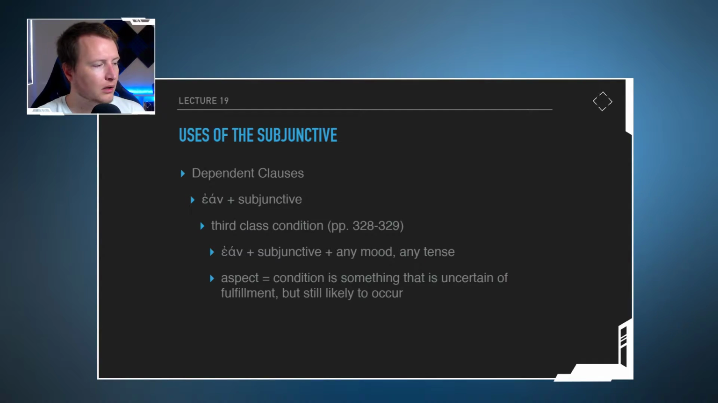The Catholic epistles, the general epistles, James, 1st and 2nd Peter, 1st, 2nd, and 3rd John, these are filled with eán subjunctives. Okay, third class conditions. And again, it's a condition that is uncertain of fulfillment but likely to occur. So when you look at those, pause and really figure out, well, what's the piece that is uncertain of fulfillment? What's the piece that is likely to occur?